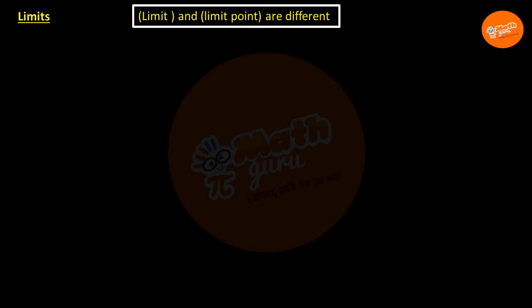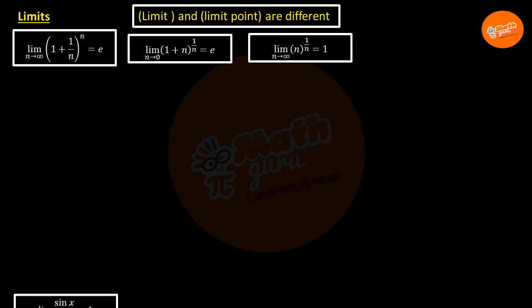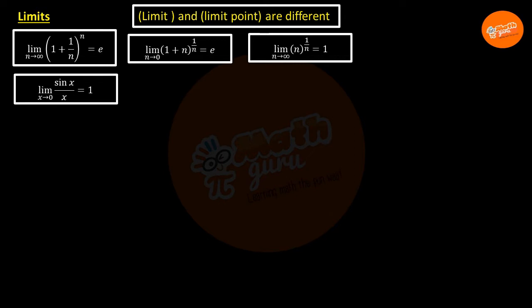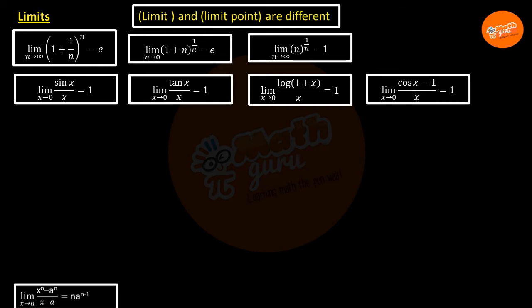Limit n tends to infinity, (1 plus 1 by n) whole raised to n equals e. Limit n tends to 0, (1 plus n) whole raised to 1 by n equals e. Limit n tends to infinity, n raised to 1 by n, that is the nth root of n, equals 1. Limit x tends to 0, sin x by x equals 1. Limit x tends to 0, tan x by x equals 1. Limit x tends to 0, log(1 plus x) divided by x equals 1. Limit x tends to 0, (cos x minus 1) divided by x equals 1.